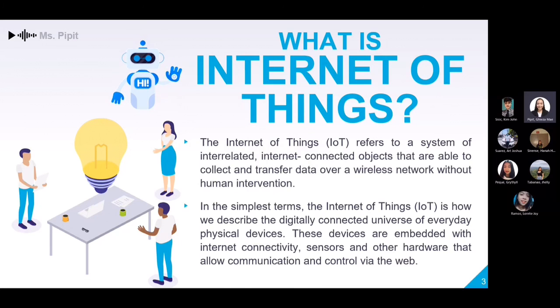These devices are embedded with internet connectivity, sensors, and other hardware that allow communication and control via the web. So basically, the Internet of Things, from the term itself, refers to physical devices that need internet connectivity in order for us to gather and at the same time transmit information or data without the need for human interaction. Also, Internet of Things could refer to devices that have sensors and hardware that enable us to communicate and control with the use of the internet. Next po.